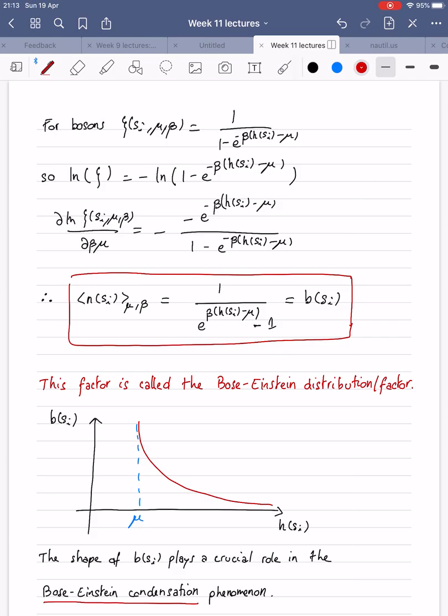Right, so welcome everyone to this new short lecture on quantum statistical mechanics.